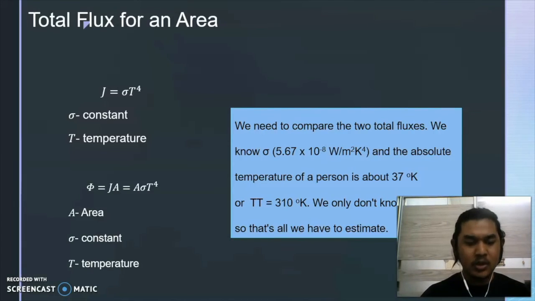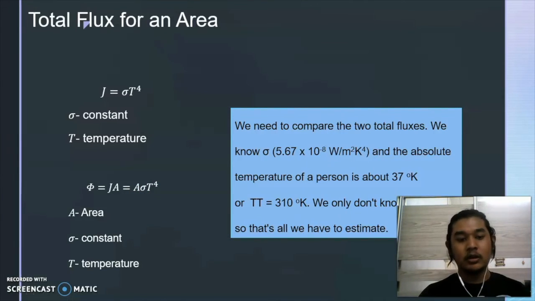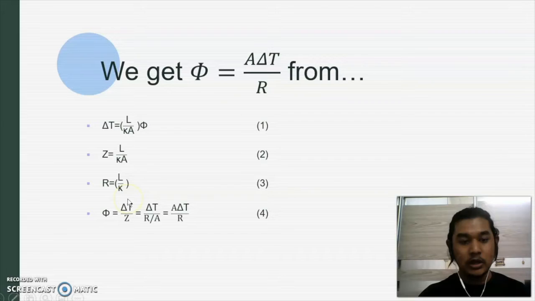So we are using this equation, A, which is the area, times sigma T to the power of 4. With these three equations, J equals sigma T to the power of 4, flux equal to J A, and flux equal to A delta T over R, we can solve this example question 2.